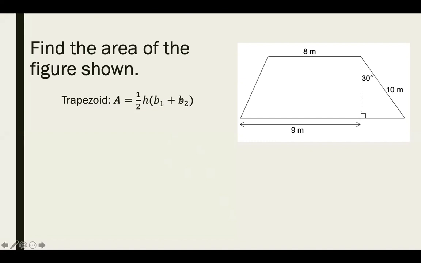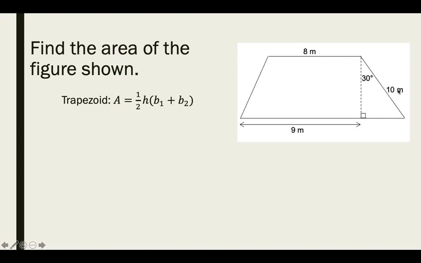And then we need the two bases. Base up here is 8. Base down here, we don't quite know either. We know from here to here is 9, but the base would be this entire segment from end to end. So we need to figure out this and this right here. But luckily, we have a 30, 60, 90 triangle right here. So we can do that.